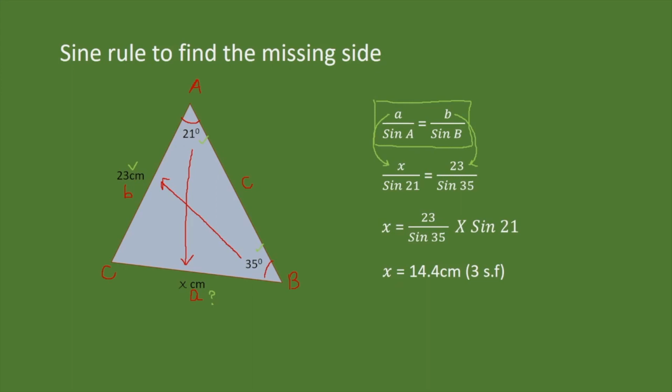We have to make x the subject of the equation. You times both sides by sine 21 so that we can remove the sine 21 from the denominator, and we can cancel these off. So we have x is equal to 23 over sine 35 times sine 21. You use the calculator and feed the information accurately and you will get x is equal to 14.4 centimeters, the answer in 3 significant figures.